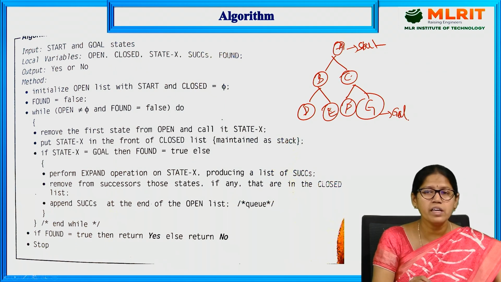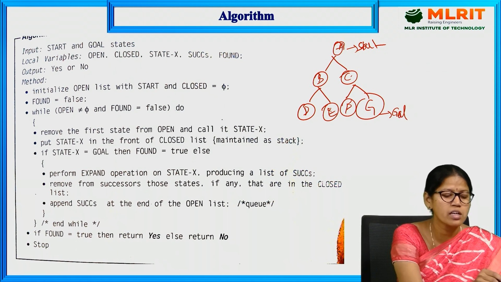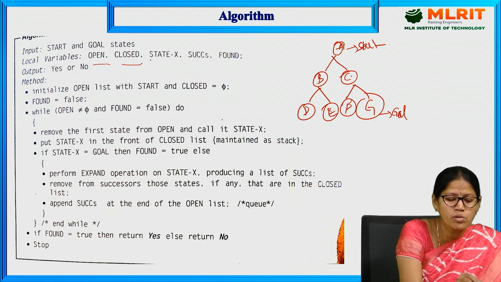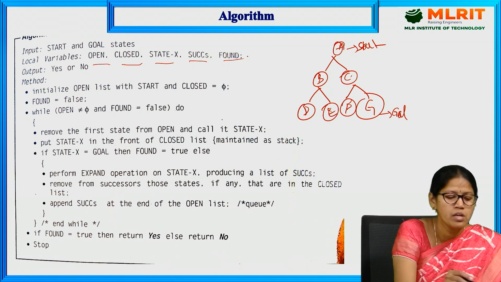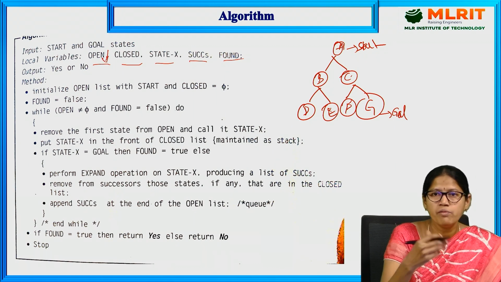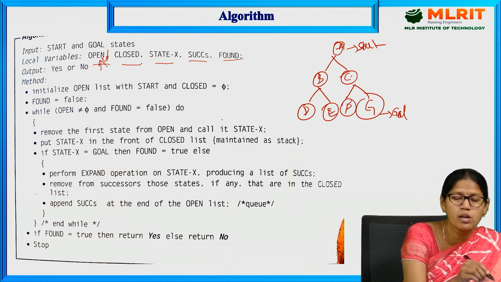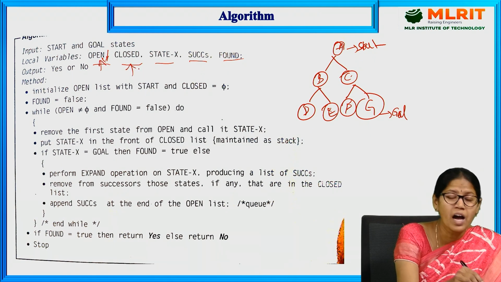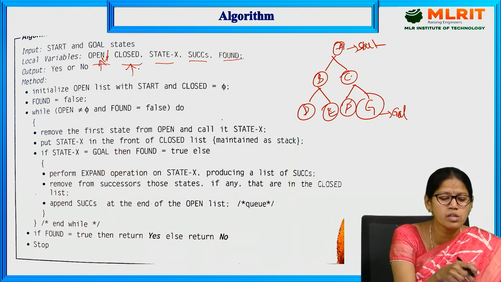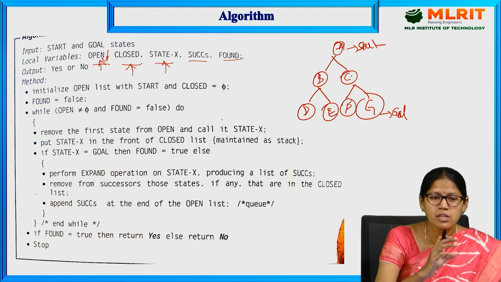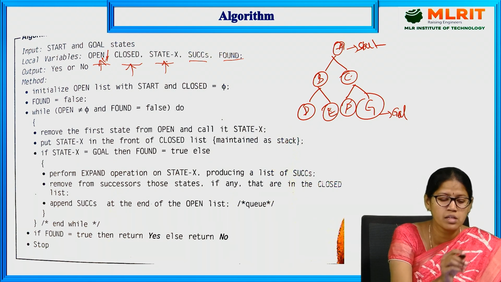Okay. So here the input is of course a start node and goal states, and local variables: open, closed, statex, successor, found. So why open? Whenever we are exploring nodes, we need to keep track of them in the open list. The closed list: after visiting, we'll move that node into the closed list. Next is statex. Whenever we are comparing a node with the goal state, we need to call that node by a pronoun. We are taking statex as that name.